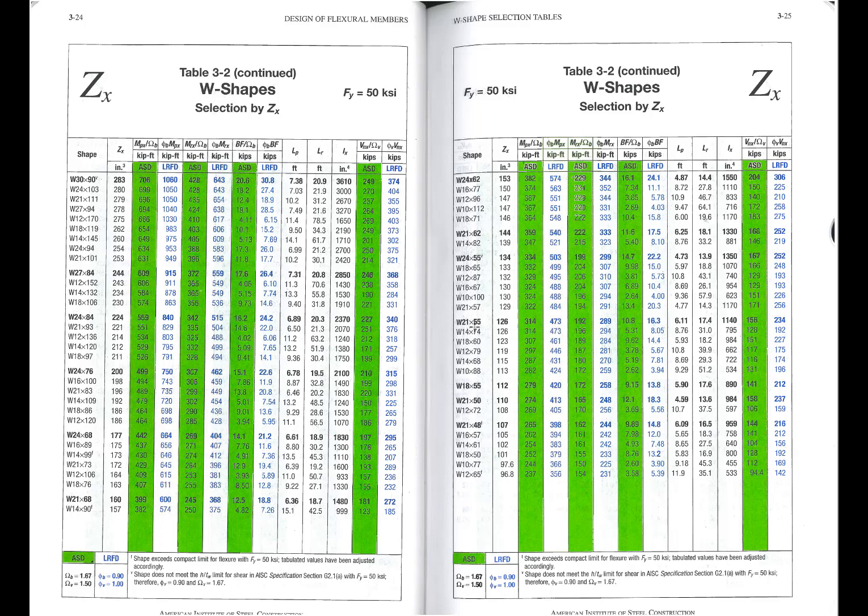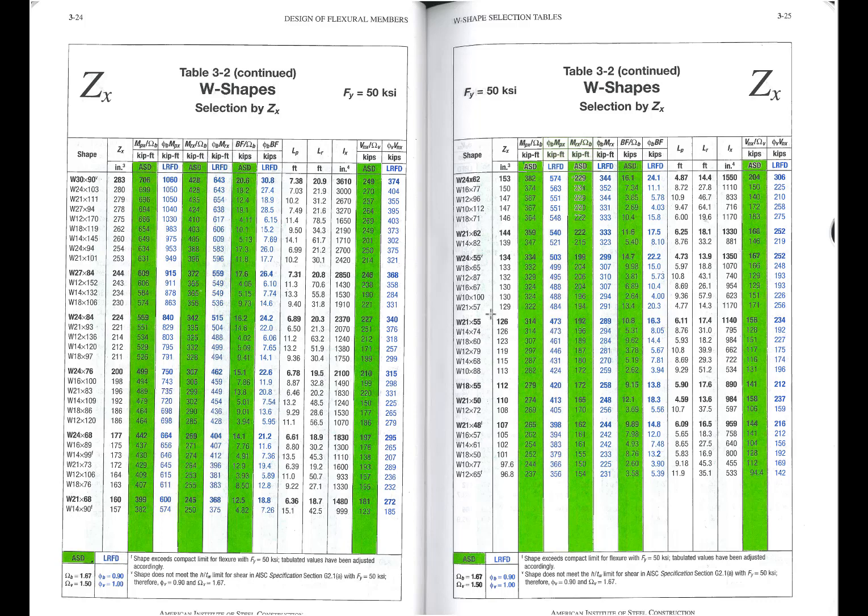W21 is a deeper section, so it being the lightest section may not be the only consideration. Maybe we're looking for headroom and we need a W12 or a W14. So other considerations may drive the selection of other sections, but if we're only interested in the lightest section, then we can pick the W21 by 55.